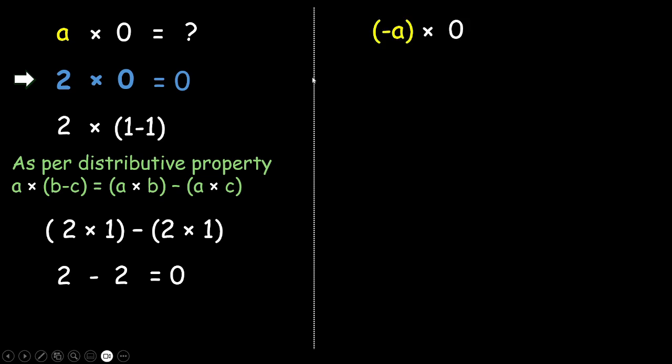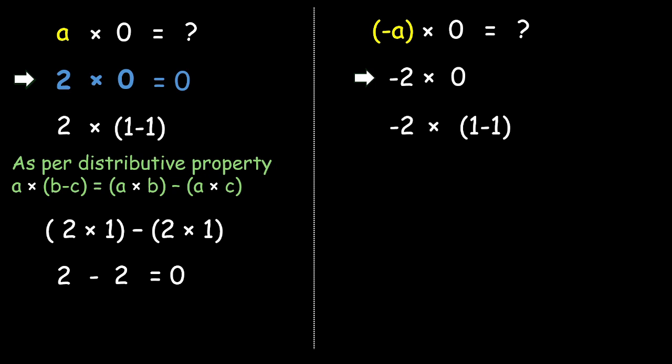What about negative numbers? Negative integers. Okay, let's look over here. I am taking minus 2 again as an example. Okay, so minus 2 into 0. The process will be the same. I can just multiply minus 2 into 1 minus 1 and apply the distributive property again.